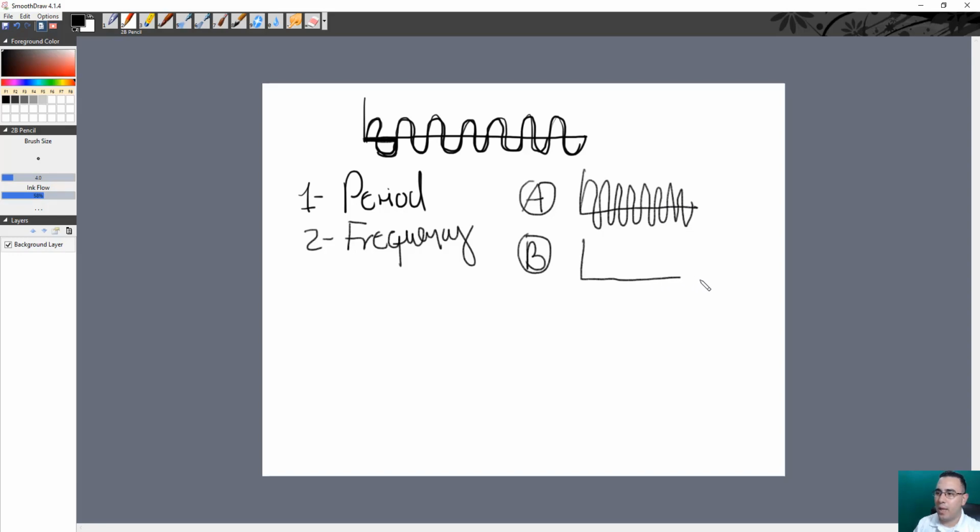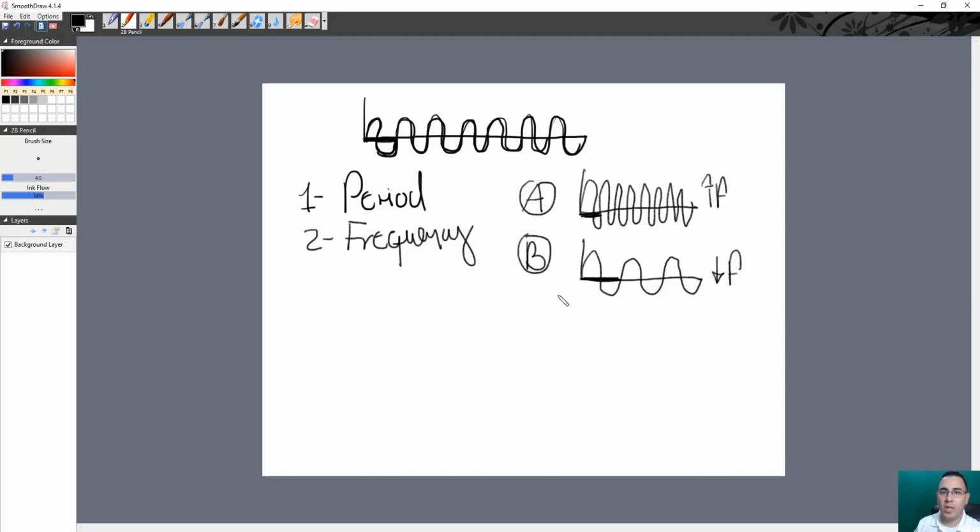And this is wave B. So it makes sense that wave A has more frequency, more cycles per second. And then wave B has less frequency, fewer cycles per second. But the time for the cycle here is longer compared to the time for the cycle here.